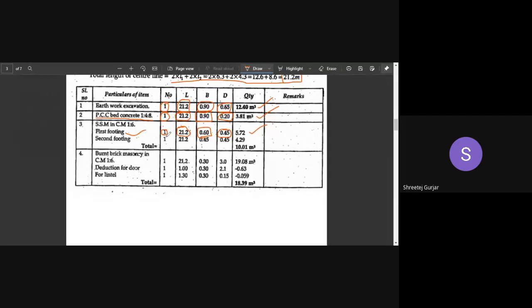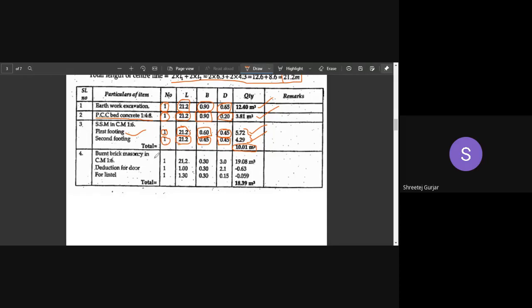Then coming to your second step, it is also 1 in number. Then length is also the same. But your width is reduced in the second step. Width is 0.45. Height is also 0.45. And multiplying this, we get this number. Then total, this is 10.01. That is what we have calculated in the previous method. We had got the same number. So the summation of these two is 10.01 meter cube.